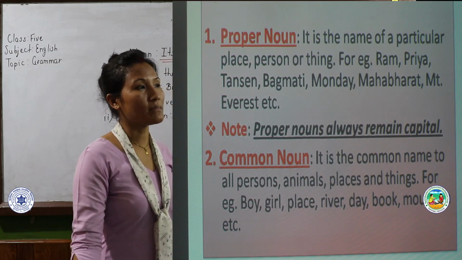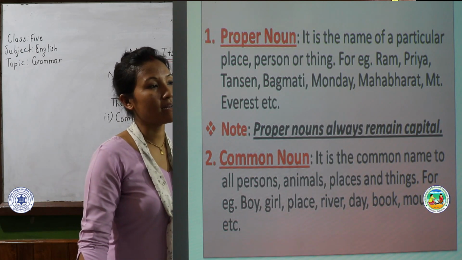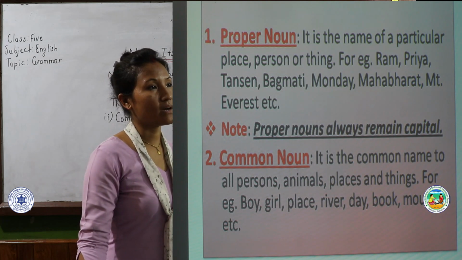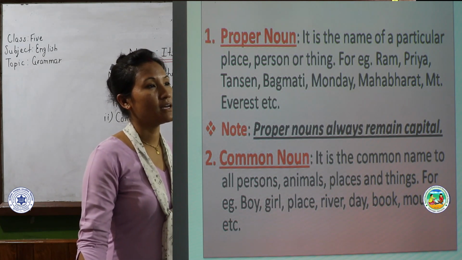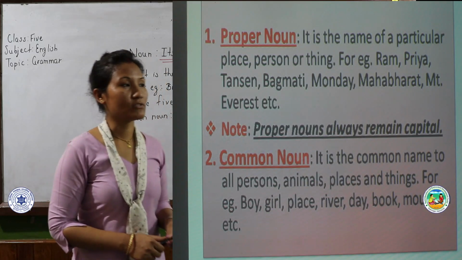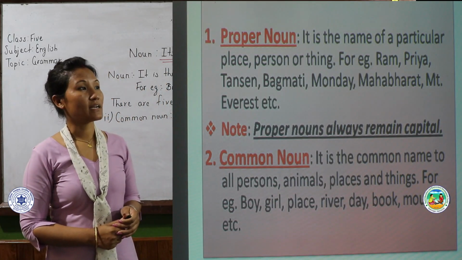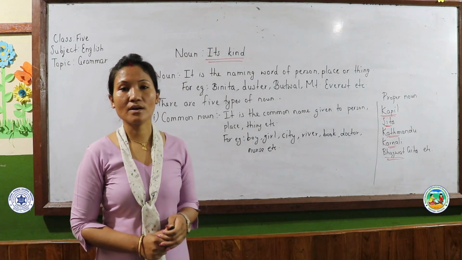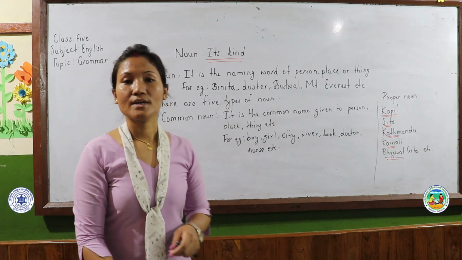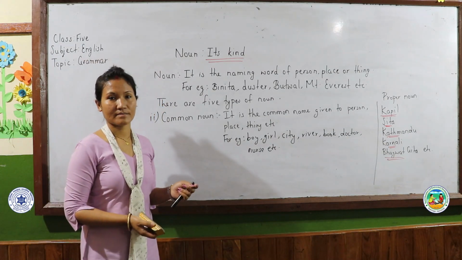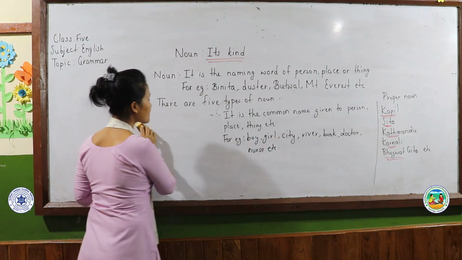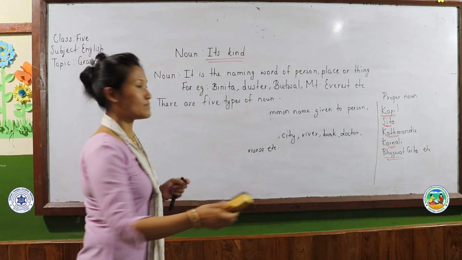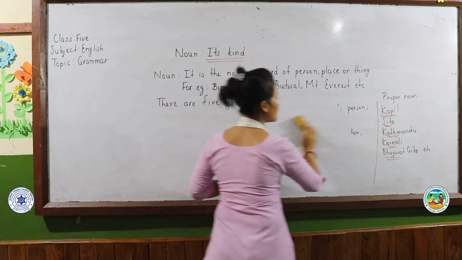So, day is common noun. Likewise, Mahabharat is the name of book. So, book is common noun. And the last one, Mount Everest, is the name of mountain. So, mountain is common noun. Okay, now I guess you are clear about proper noun and common noun and you have written those in your notes as well. Now let's go towards our third type, that is, what is third type? That is collective noun.